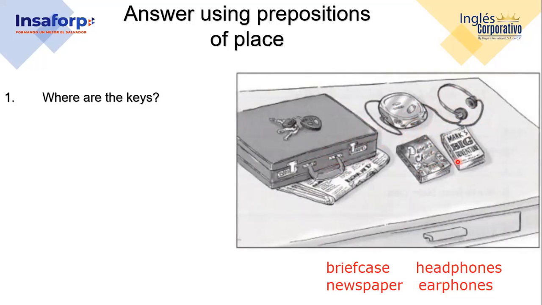So where are the books? The books are in front of the CD player. Y también podemos decir the books are on the desk. So remember, if it is plural, we use where are, and if it is singular, we use where is. Where are the keys es plural, ¿verdad? Where is the newspaper is singular.